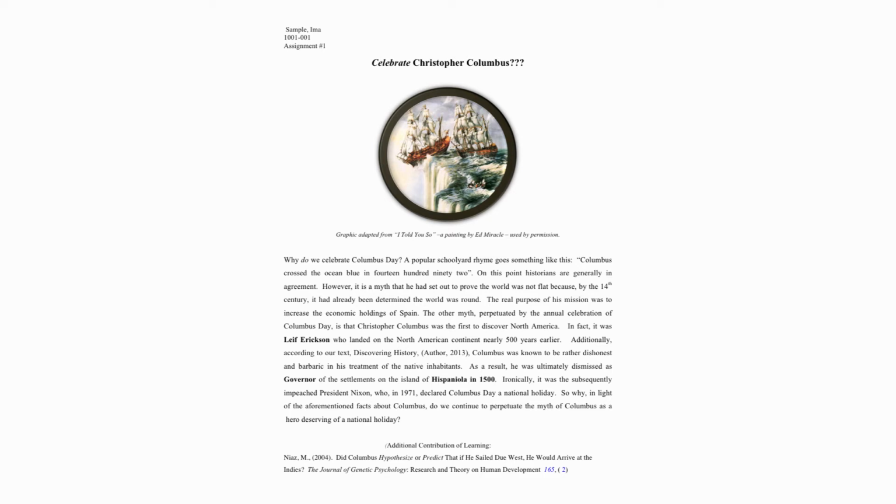This is important in every paper: end with a question that invites conversation, further discussion, and complex thinking. For example, so why, in light of the aforementioned facts about Columbus, do we continue to perpetuate the myth of Columbus as a hero deserving of a national holiday? So that's your basic paragraph.